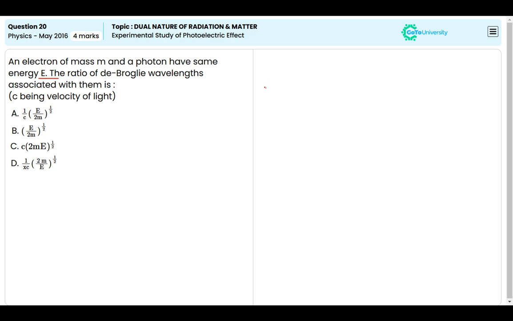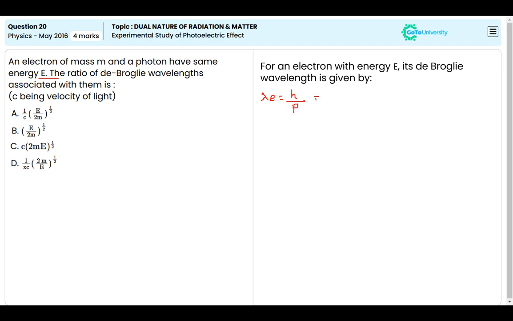For an electron with energy E, its de Broglie wavelength is given by lambda_e is equal to h divided by p, and we write the p value as h divided by under root of 2mE.